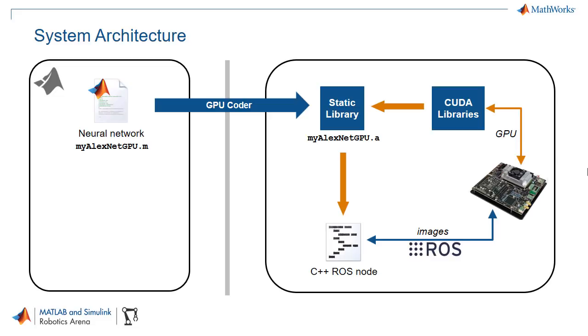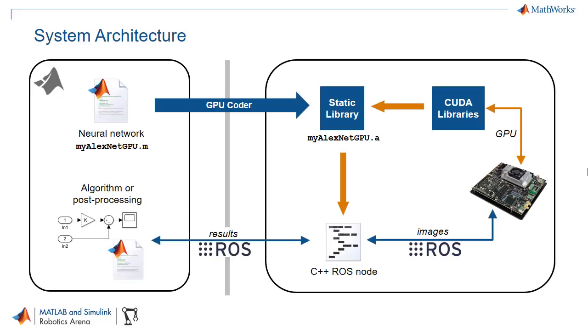It's publishing out image messages from the camera. We're going to read those images into our node, send them through our classification, and then publish that data to other ROS topics. What's really nice about that is that we can then read those results back into MATLAB for post-processing. We can analyze the results, take a look at how the network is performing on the GPU, and continue developing from there.